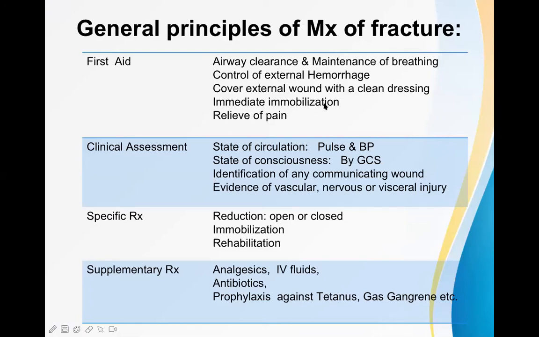Immediate immobilization is done. Now, how to do the immobilization? Of course, many fractures occur outside the hospital, at home or maybe somewhere else outside. So what do we do to immobilize that fracture site? This is called a splint. A certain splint has to be applied there.